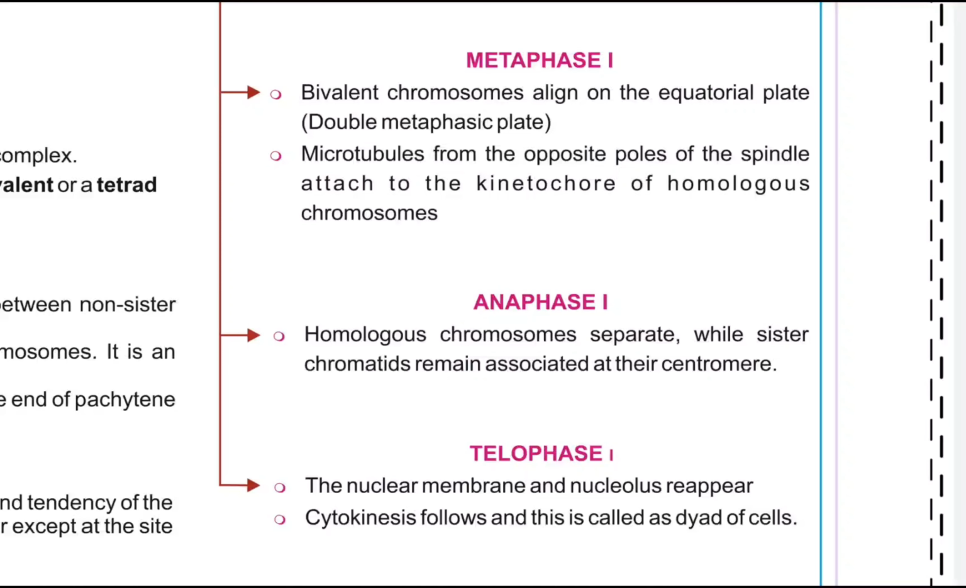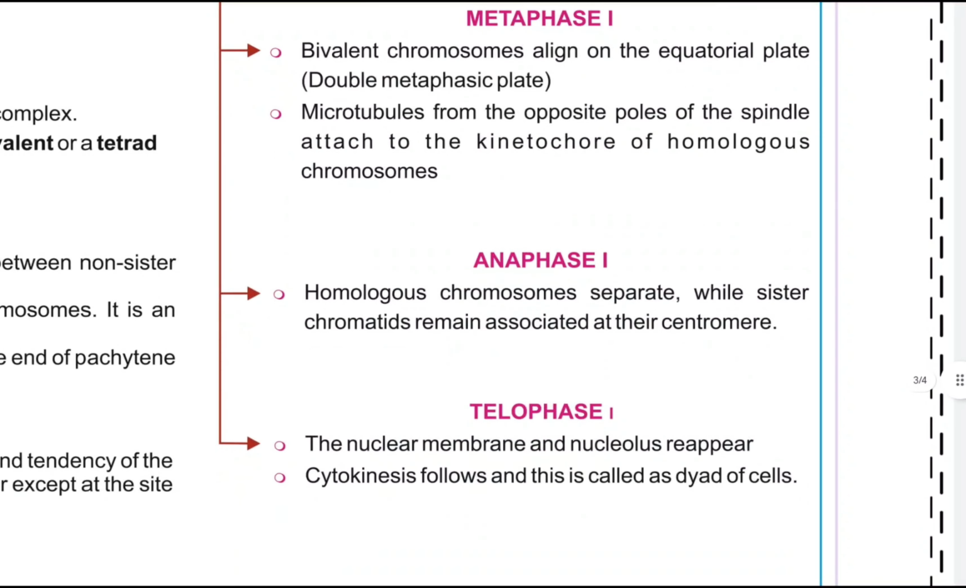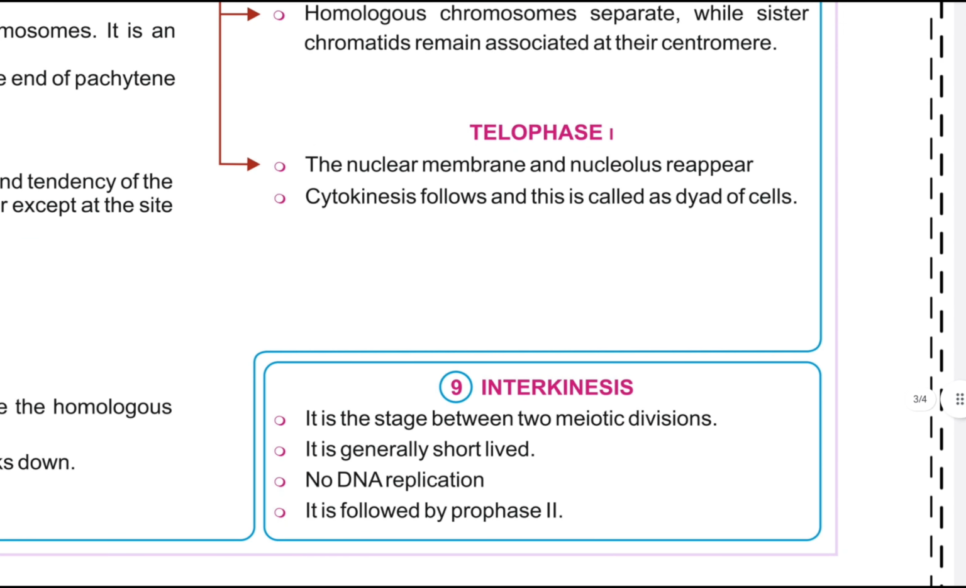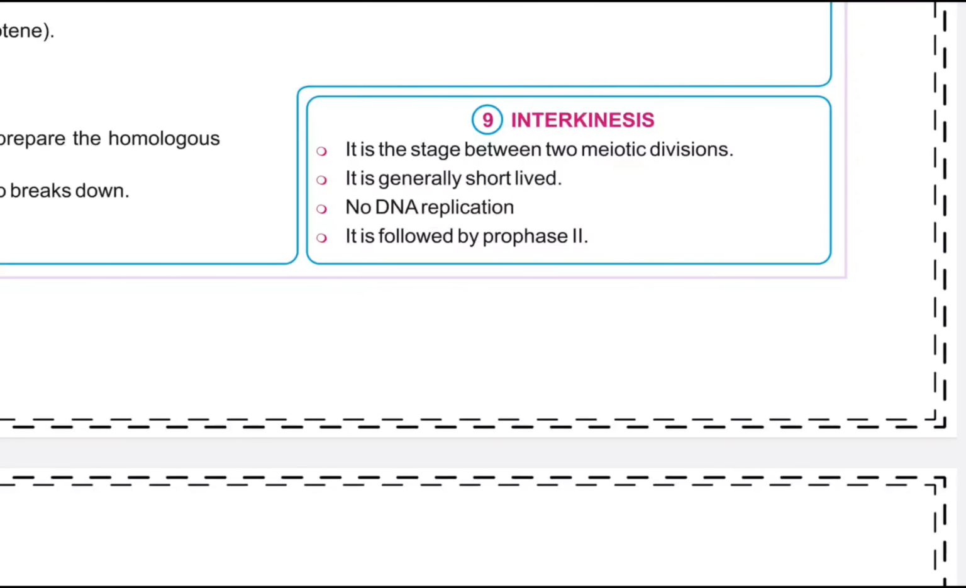Anaphase 1. Homologous chromosomes separate while sister chromatids remain associated at their centromere. Telophase 1. The nuclear membrane and nucleolus reappear. Cytokinesis follows and this is called dyad of cells. Interkinesis. It is the stage between two meiotic divisions. It is generally short-lived, with no DNA replication. It is followed by prophase 2.